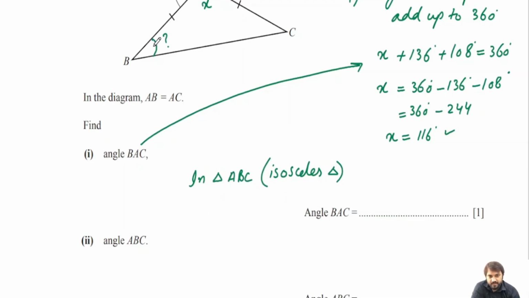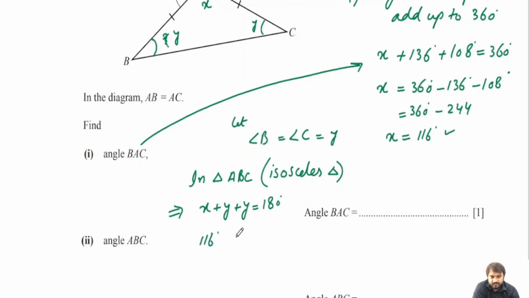I can say that if this is angle Y, then this is also Y. Angle B equals angle C equals Y, let's say. Then I can write it down like this: X plus Y is equal to 180 degrees. We have just found the value of X, that is 116 degrees. Y plus Y, that makes 2Y, equal to 180 degrees.